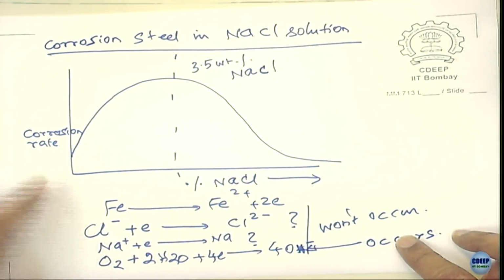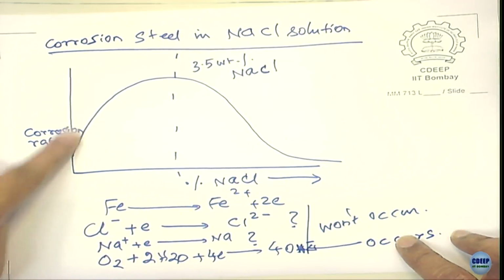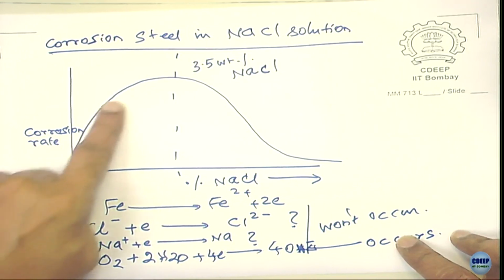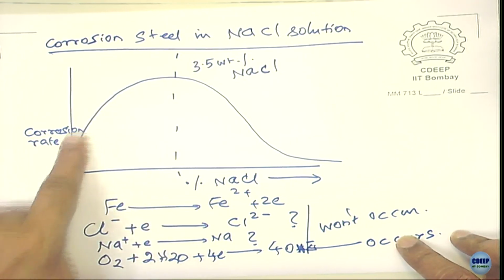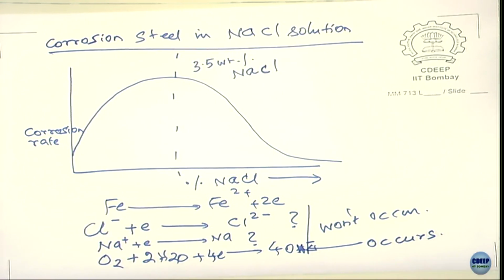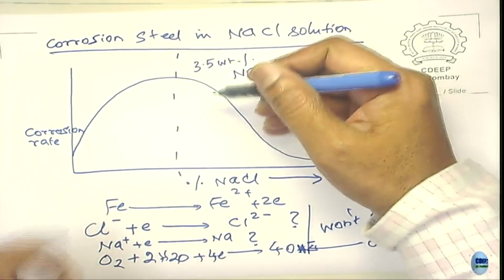These two will happen. What does the chloride do? The chlorides damage this oxide film. So the corrosion rate is increasing because they damage the oxide film. Then why does the corrosion rate decrease? Anybody with a chemistry background? When you add more and more chloride, what happens to the solubility of oxygen in water? What happened to oxygen solubility? It drops.